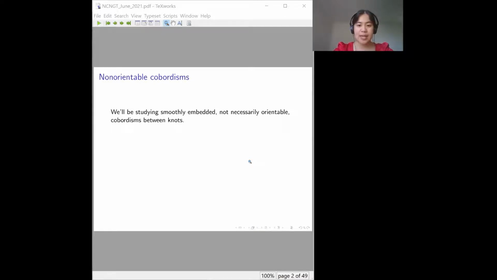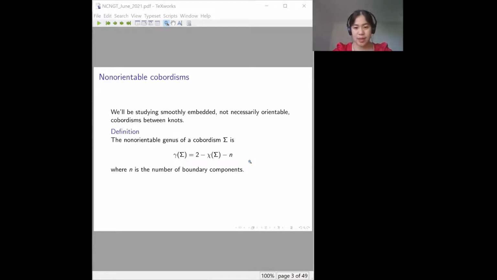And so as a basic quantity about these cobordisms, we'll define the non-orientable genus of a cobordism, which we'll write gamma of sigma, as 2 minus the Euler characteristic of the cobordism minus the number of boundary components. So in particular, if sigma is a cobordism between knots, then this is just going to be minus the Euler characteristic of sigma.